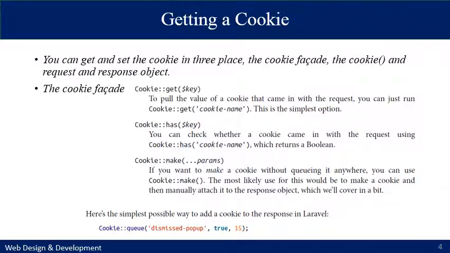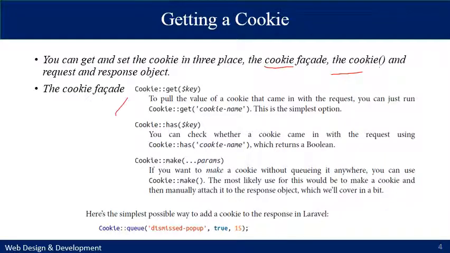So first of all, there are a number of methods in which you can get a cookie in your application. You can get and set the cookie in three places. The first is the cookie facade, the next is the cookie method, and the third one is the request and the response object. First of all, let's look at the cookie facade, that is, how you can use the cookie facade to access or set the cookie.